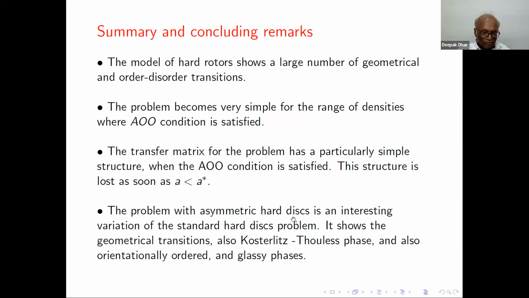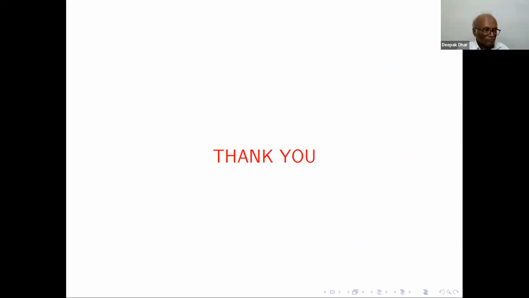And the problem with asymmetric hard disks has an interesting variation on the standard hard disk problems. It also shows geometrical transition and the Kosterlitz-Thouless phase and also some glassy phases. Unfortunately that is something we are not discussing here now, and that is still work being written up. So this is just a preview of things to come and not really discussed here. But I'm saying that the same model actually shows glassy structures and other types of phase transitions as well. And that's where I will stop.